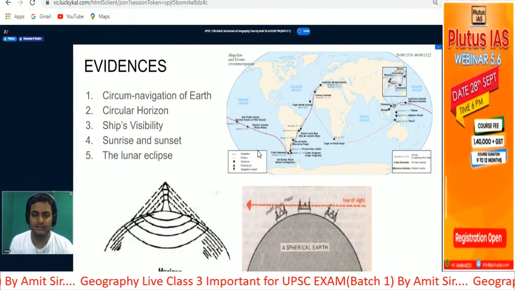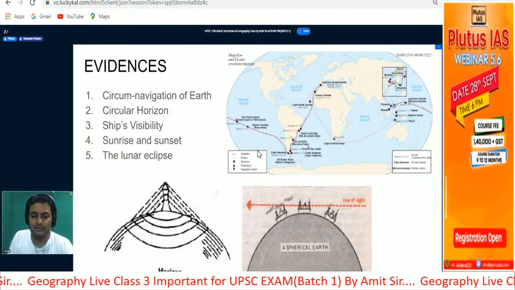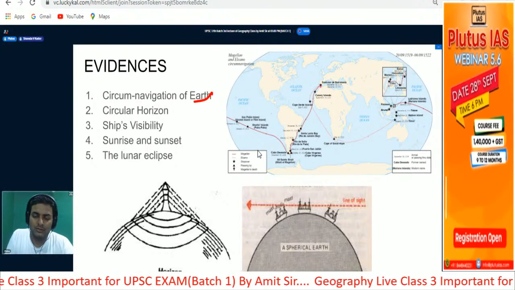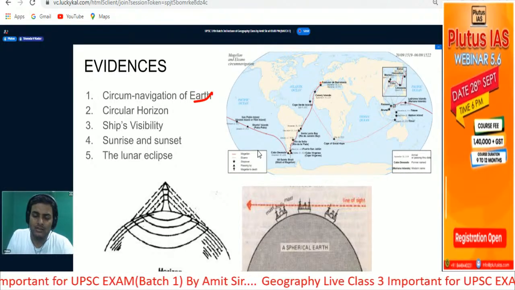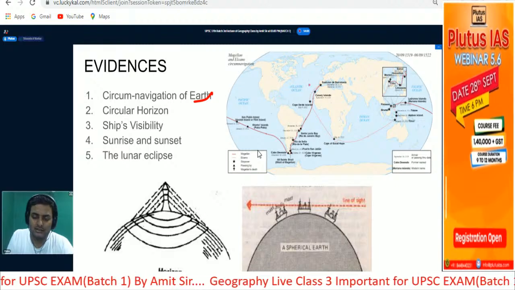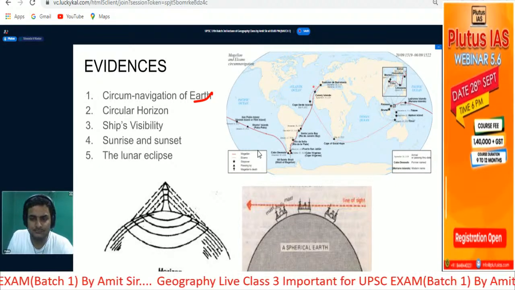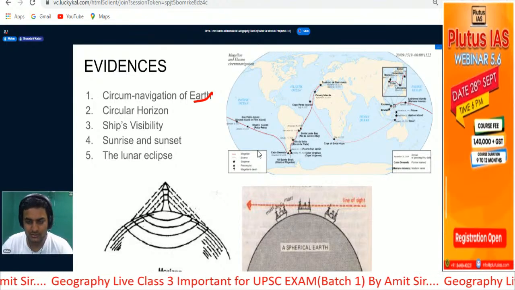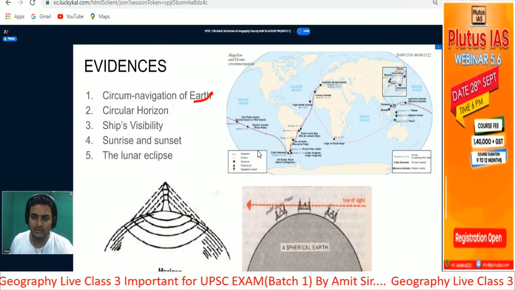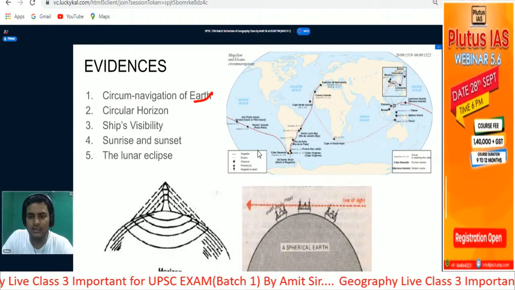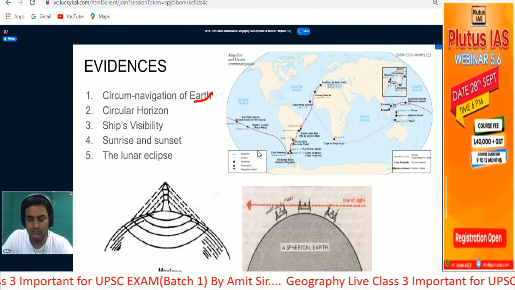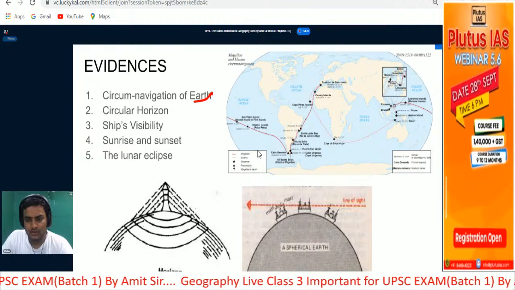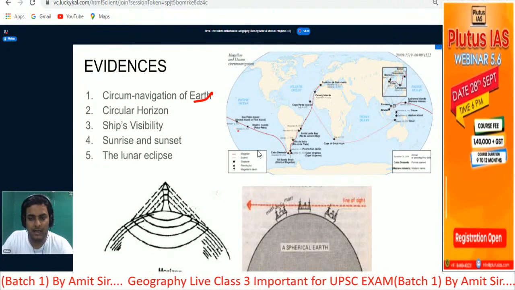Then the evidence: the circumnavigation of Earth. In world history, earlier people used to think that the Earth is flat. We are only talking about the concept of Western society, because I have told you that India knew Earth is spherical at the time of Aryabhatta, in the 5th century, when there was the Gupta Empire.